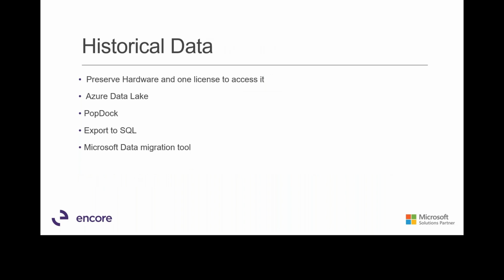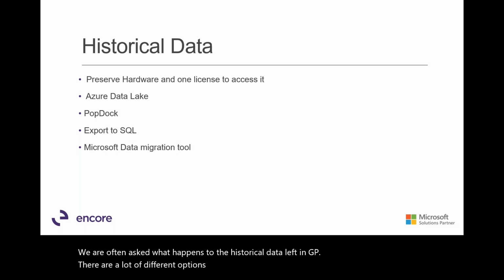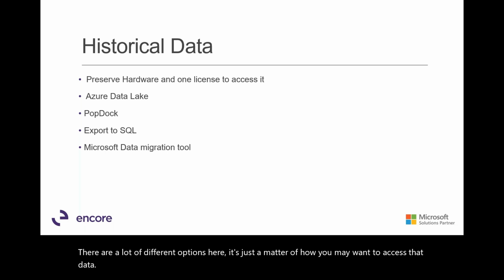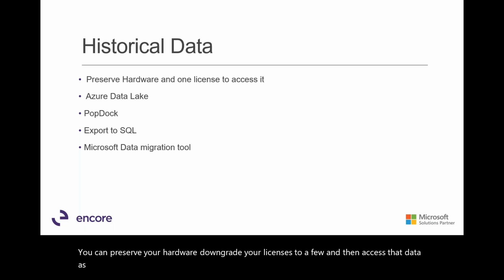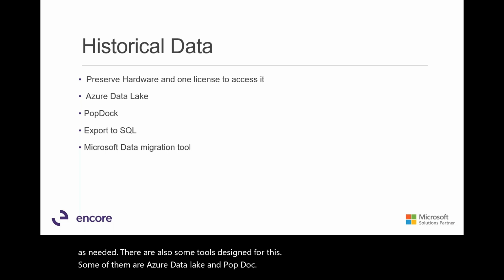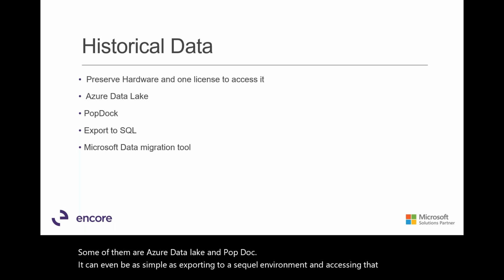We are often asked what happens to the historical data left in GP. There are a lot of different options here. It's just a matter of how you may want to access that data. You can preserve your hardware, downgrade your licenses to a few, and then access that data as needed. There are also some tools designed for this. Some of them are Azure Data Lake and PopDoc. It can even be as simple as exporting to a SQL environment and accessing that data via reporting tools.